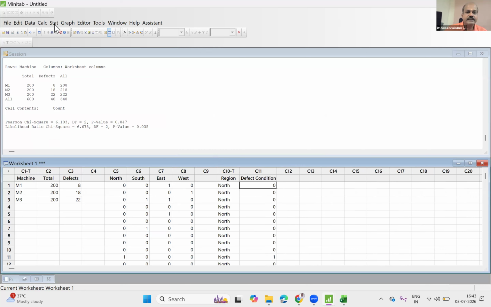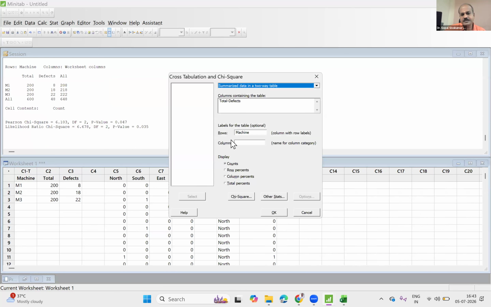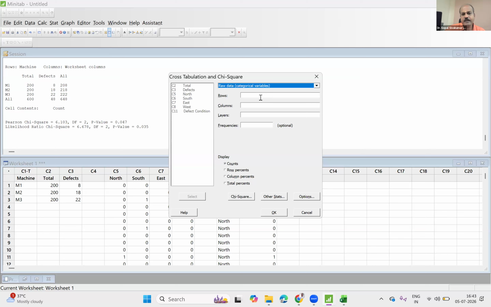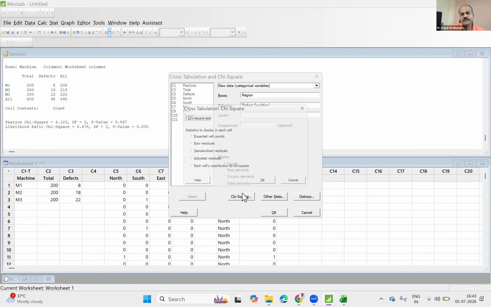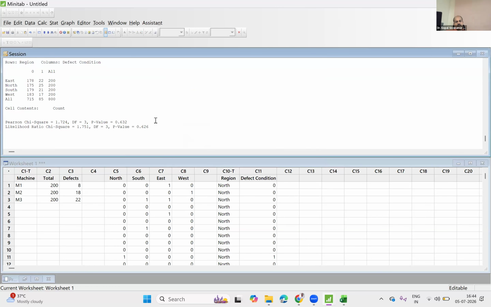Okay. Now we are ready with stat, table, cross tabulation chi-square. Again, we do not have summary. We have to proceed with the raw data. Now in the row information, you can put the region. In the column information, you can put the defect condition. Now tick the chi-square, tick mark, give OK, and give OK. Now look at your p-value. P-value is how much? More than 0.05. It's 0.6, more than 0.05.